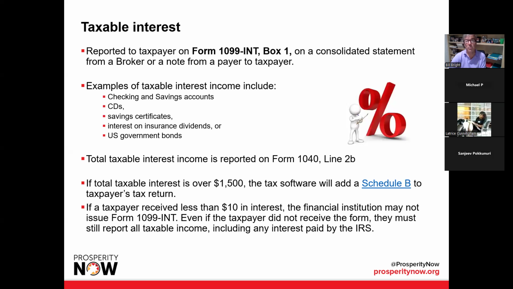Again, taxable interest is reported to the taxpayer in box 1. These come from checking and savings accounts, certificates of deposit, CDs, U.S. government bonds. Again, if the total of all of those is over $1,500, TaxWise will generate a Schedule B to transmit with the tax return. Again, if they receive less than $10 in interest, they may not get a 1099. Some people, because they are honest or they just have always done it this way, bring in their end of year bank statement, and the bank statement shows that they got $6 in interest. We're obligated to put that $6 of interest in and record that as income.